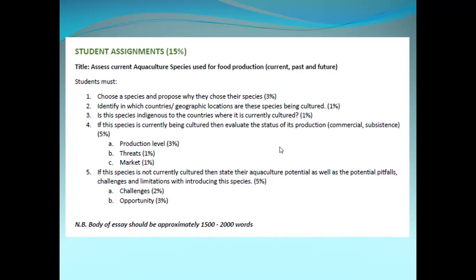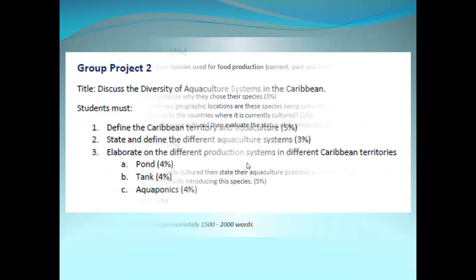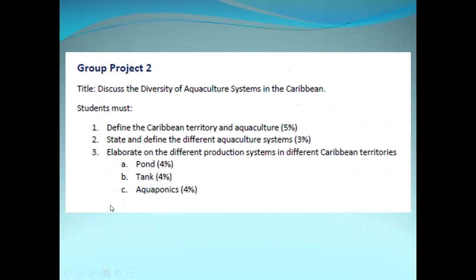So that was that for the group projects, right? Group project 2: define Caribbean territory and aquaculture in general. State and define the different types of aquaculture systems. So you could talk about pond culture, cage culture, etc. Again, elaborate on the different production systems in the Caribbean territories: ponds, tanks, aquaponics.